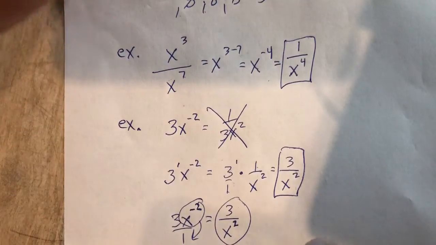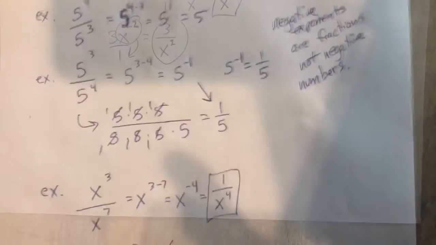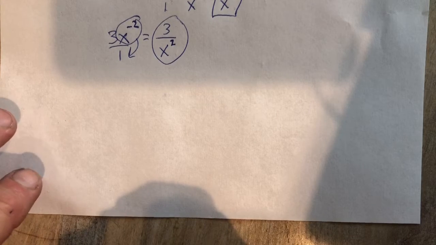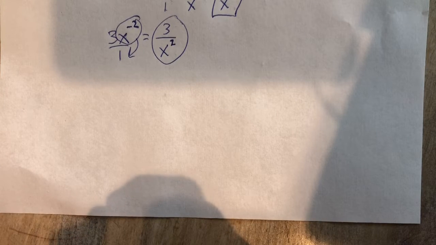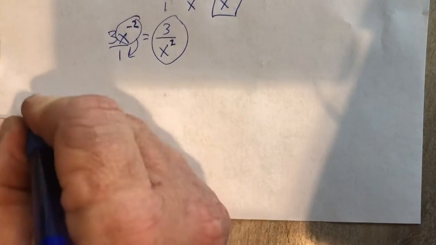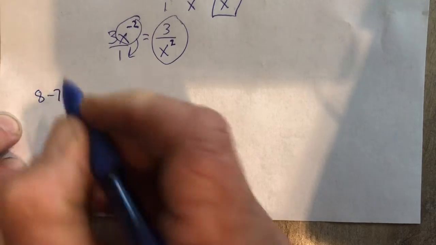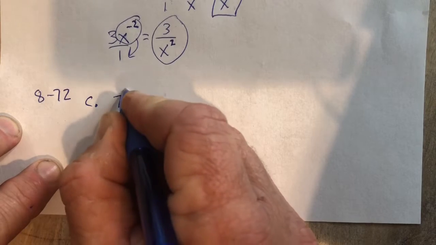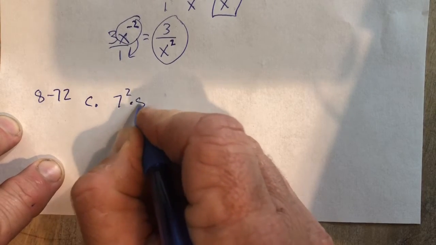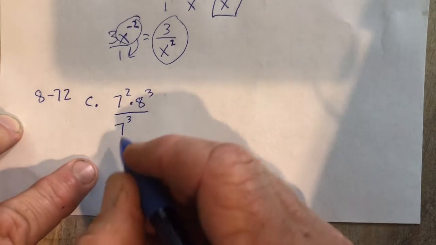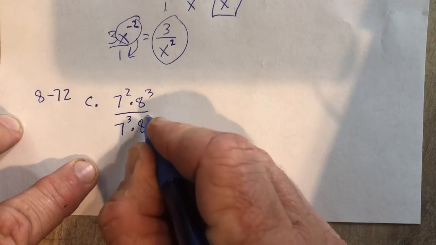I'm going to get one from your homework. Okay, these are some examples from your classwork, not your homework, but from your classwork. If you want to look in your book, this is 872. This will be problem C, where it says 7 squared times 8 to the third power divided by 7 to the third power times 8 to the second power.